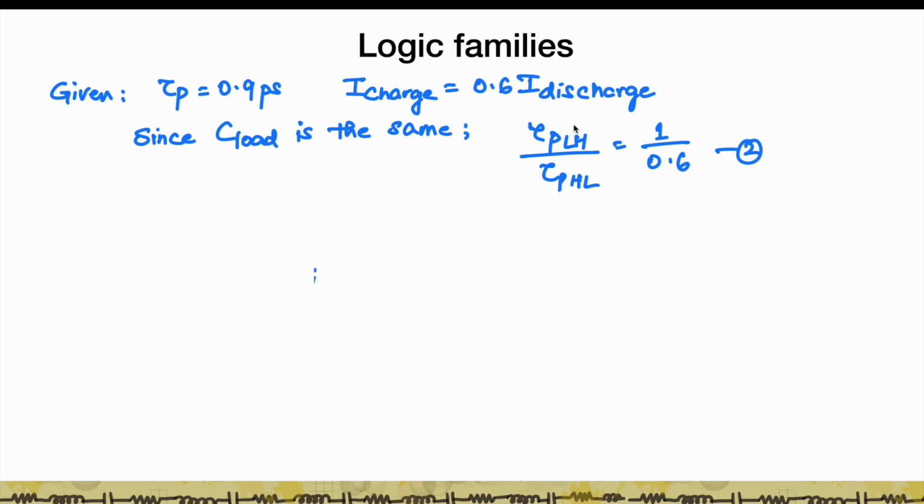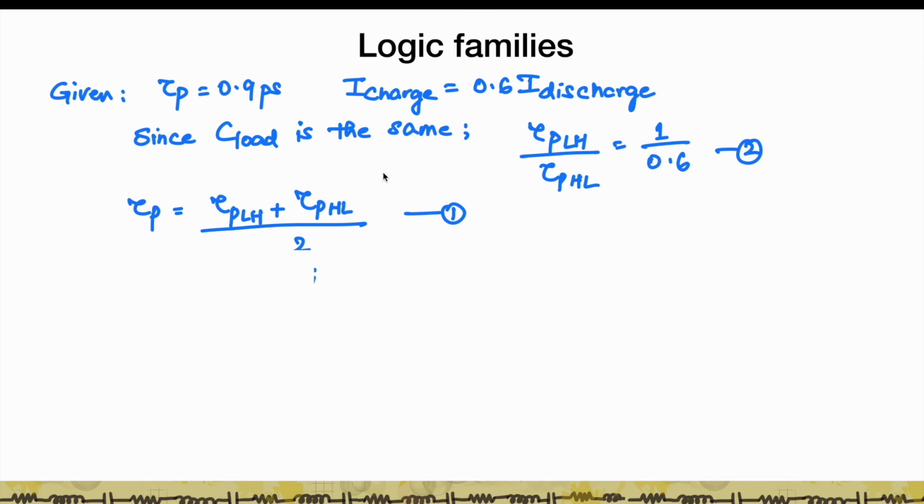So what I can therefore say is tau p low to high by tau p high to low is going to be 1 by 0.6, right? It's going to take longer to charge up the output node. And I also know that the propagation delay is the sum of the rising and falling delays, divided by two.